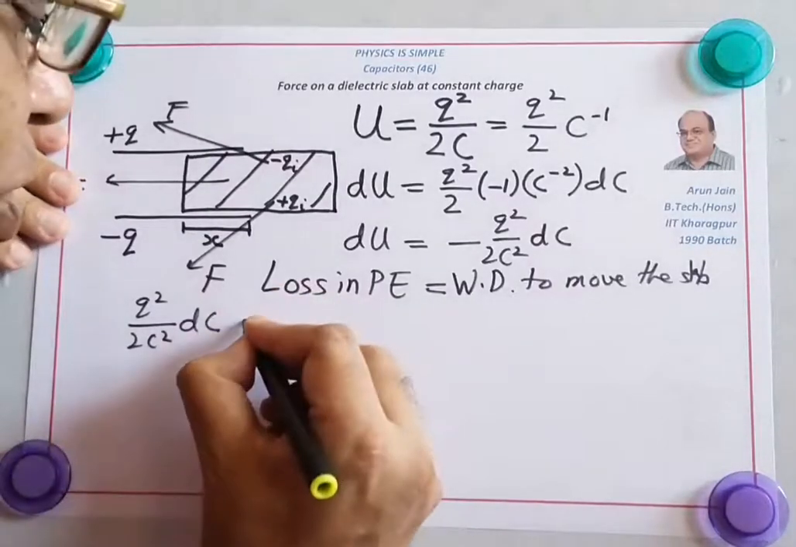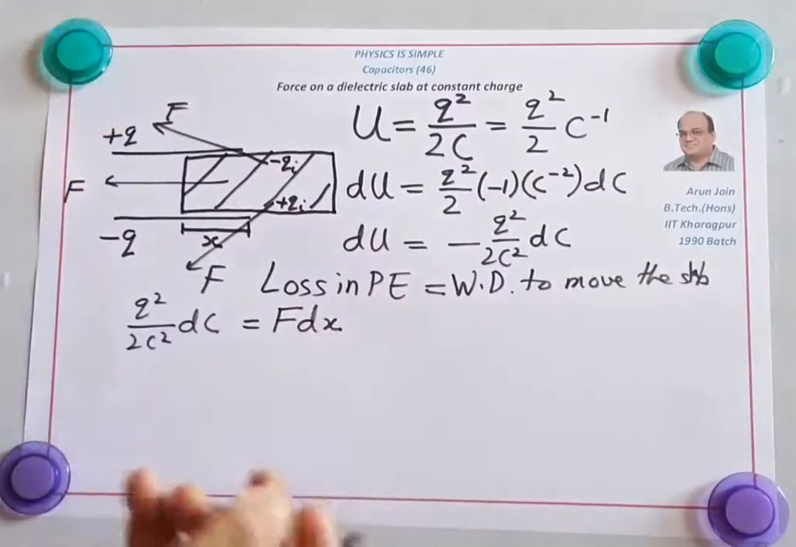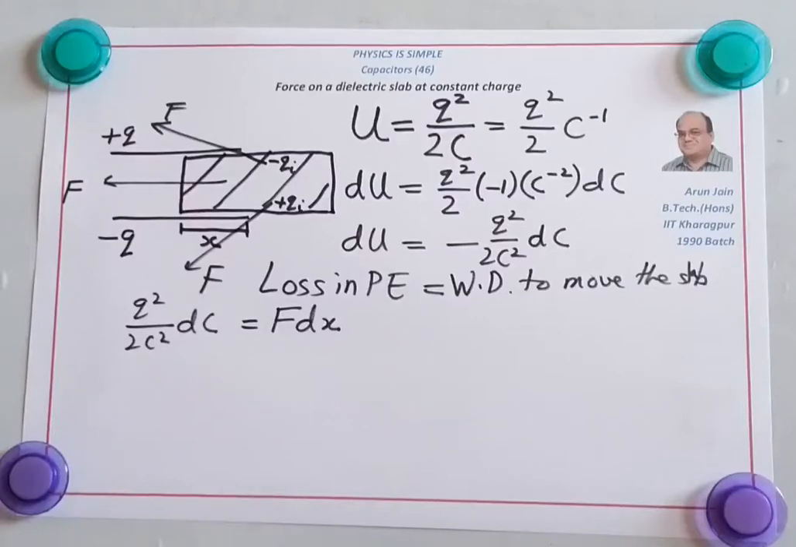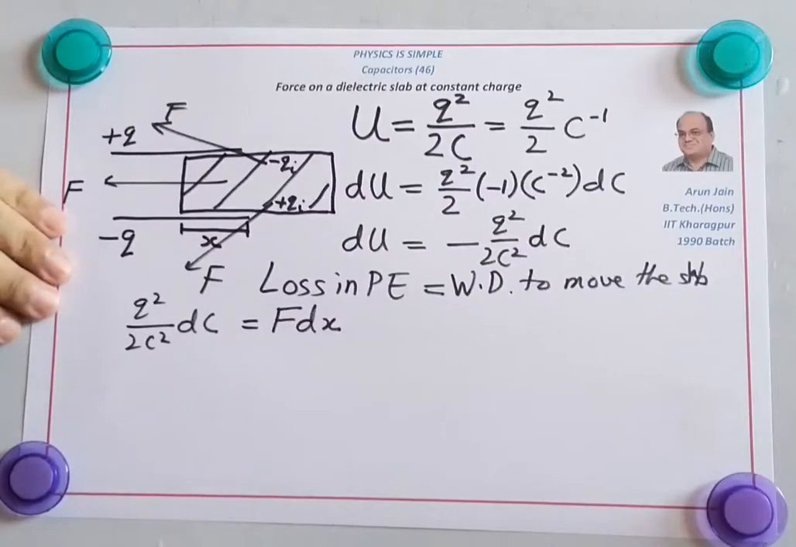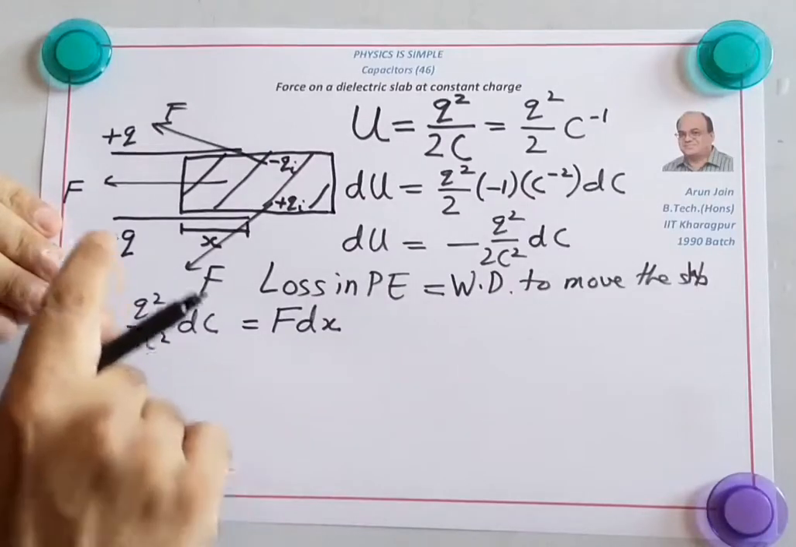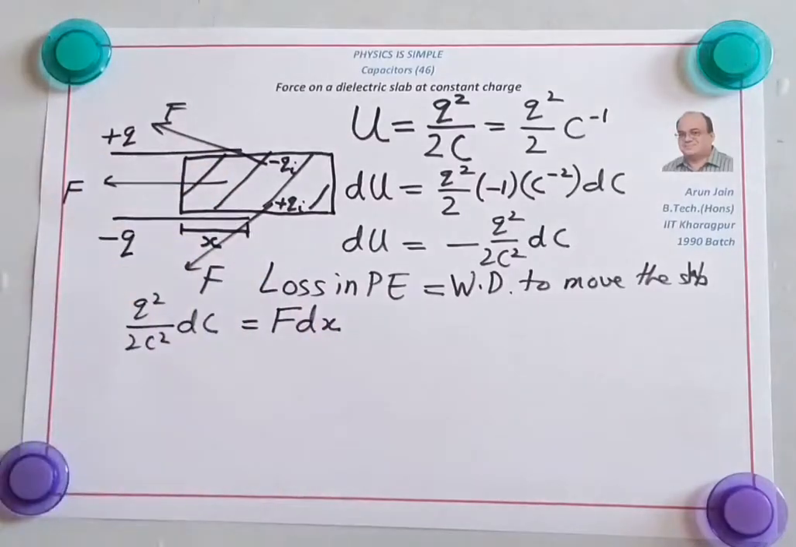And this will be equal to F dx, force into displacement. Force may depend on x, but since it's a very small displacement dx, we can assume F to be constant and write F dx for that small displacement. So now we know the formula for C. We've got two capacitors in parallel, one filled with air and one filled with dielectric, and that capacitance we found out in the previous lesson.